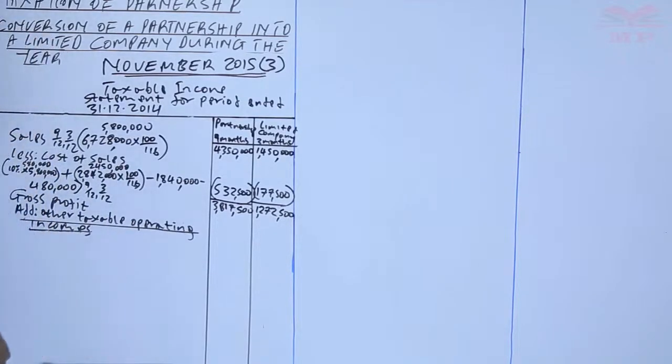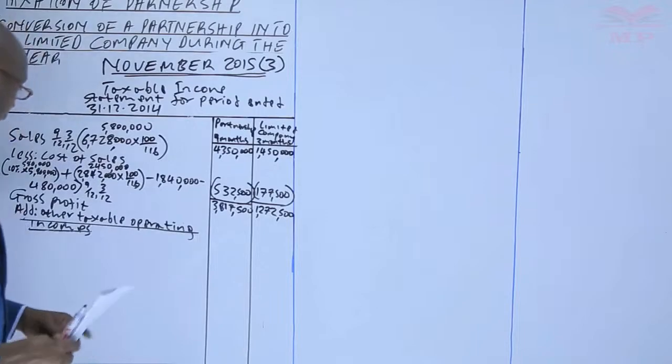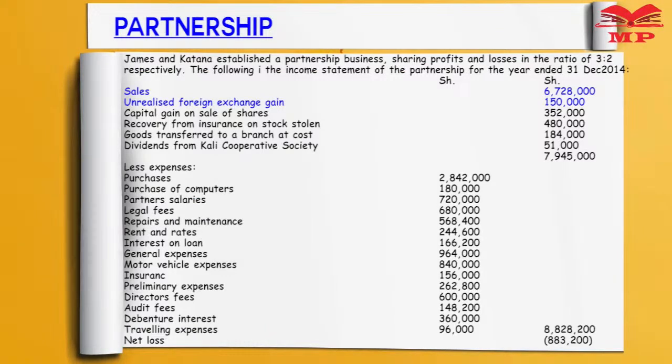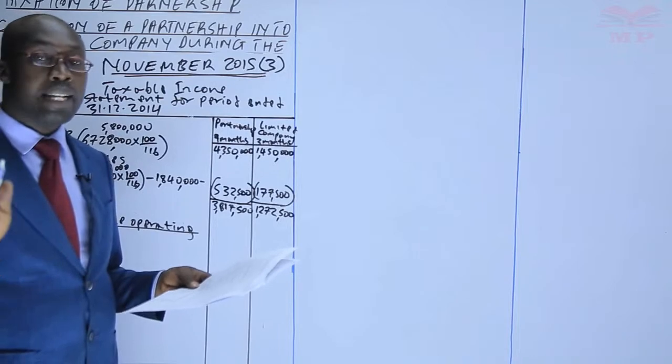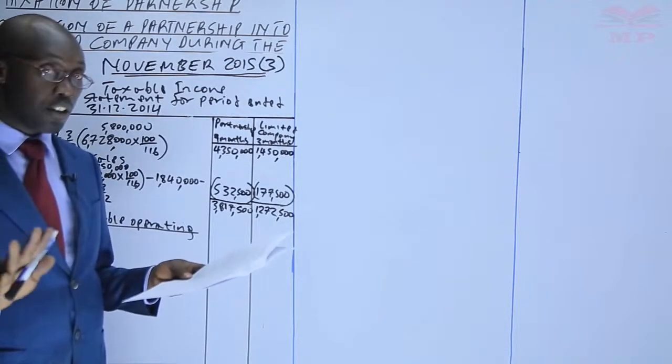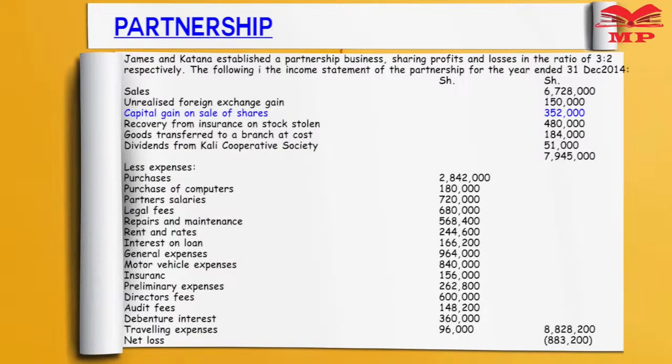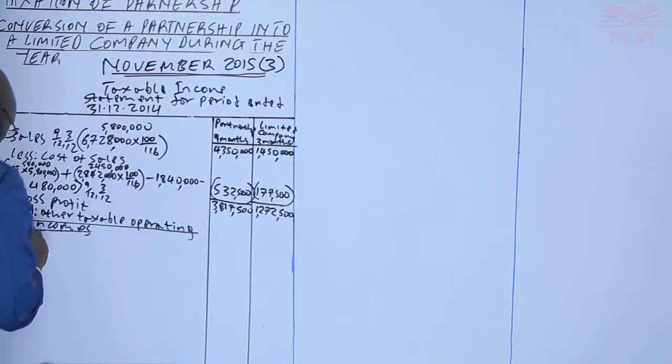So we need to go through the question and determine if they are taxable and operating, from operation. Now the incomes are in the income statement after the sales, where we have unrealized foreign exchange gain. Unrealized foreign exchange gain, we said we don't usually tax. We only tax realized, or if it is silent, just realized foreign exchange gain. The other one is capital gain on sale of shares. Shares are investment, so not operating. Recovery from insurance on stock stolen. We said that income from compensation from the insurance company for stock stolen is supposed to be a taxable income.